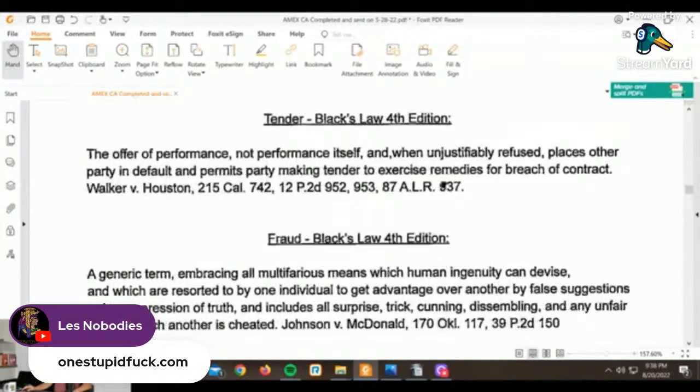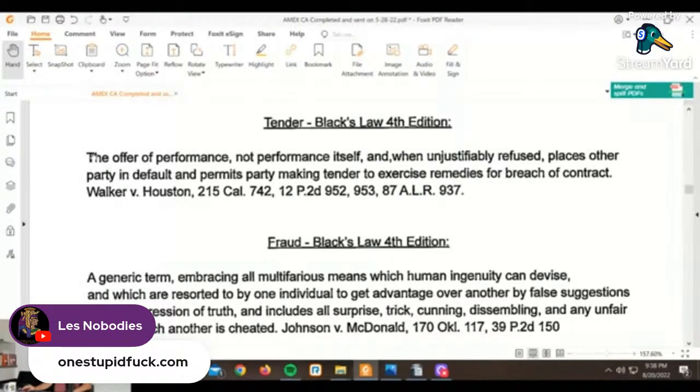Then you have the definition of tender. This one here is basically the second definition, right? The one that I went over in the previous video, in the Money Part 2 video. The offer of performance, not performance itself, and when unjustifiably refused, places other party in default and permits party making tender to exercise remedies for breach of contract. So I sent Amex 3 checks in the form of 1099A negotiable instruments. They were all monetized, and all 3 of them were for the specific amounts that I had put in this conditional acceptance to pay off all of the accounts in full, right? Because they didn't really reject it, that means that they accepted it. They either do nothing and say nothing, which means that they accepted it, or they send it back to you, which means that they rejected it. But they don't really reject those things because they know that as per this definition, and plus something else we're going to be going over soon in the UCC, if they reject it, then it just discharges it either way. So they might as well just keep it.